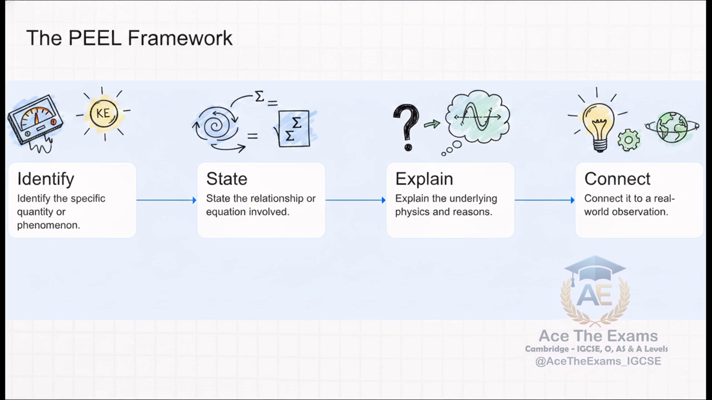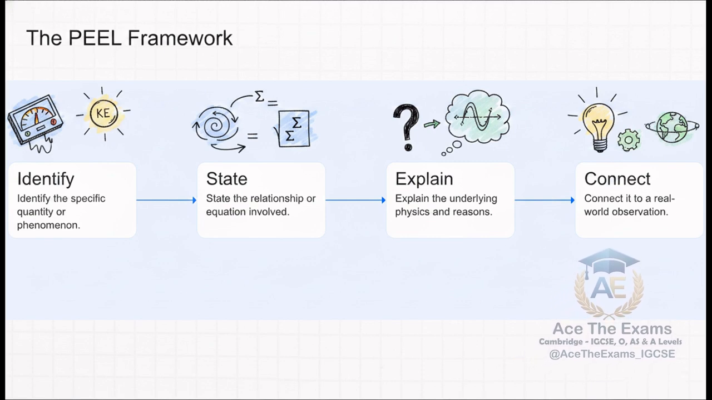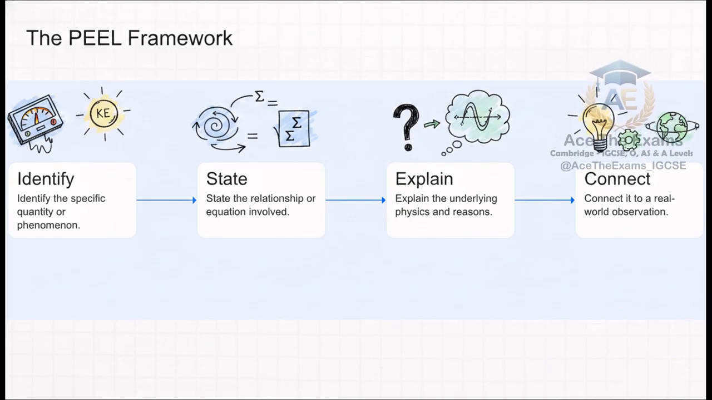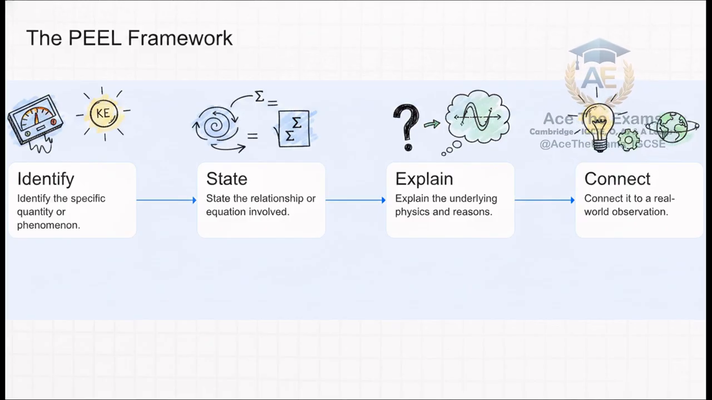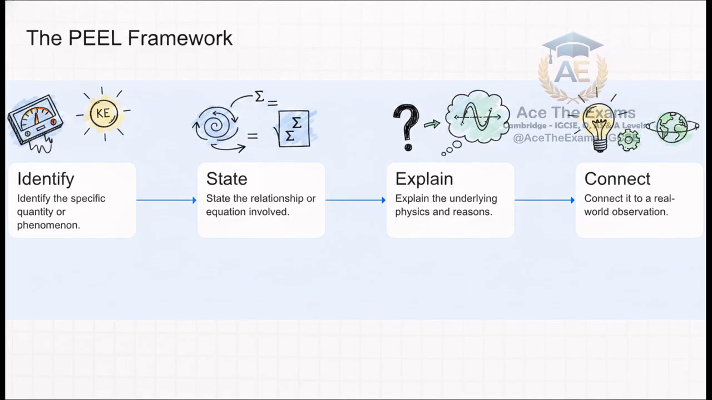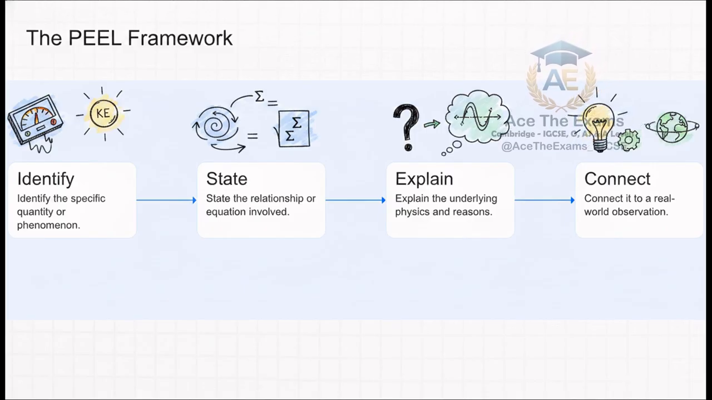Step 1, point. Identify the quantity or phenomenon. What exactly are we dealing with here? Is it voltage? Is it kinetic energy? Just state it. Step 2, evidence. State the relationship involved. This is exactly where your definitions and your equations come in. Step 3, explanation. Explain the underlying physics. This is the why. Why does this relationship even exist? And finally, step 4, link. Connect it back to an observation, an experiment, or a real device.